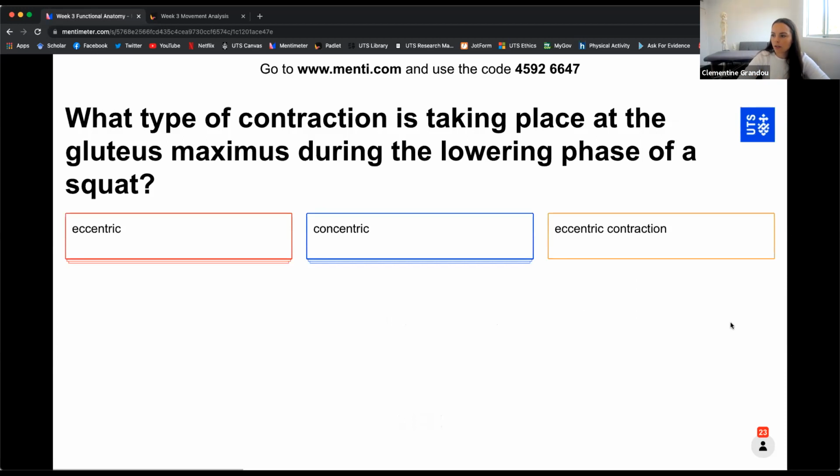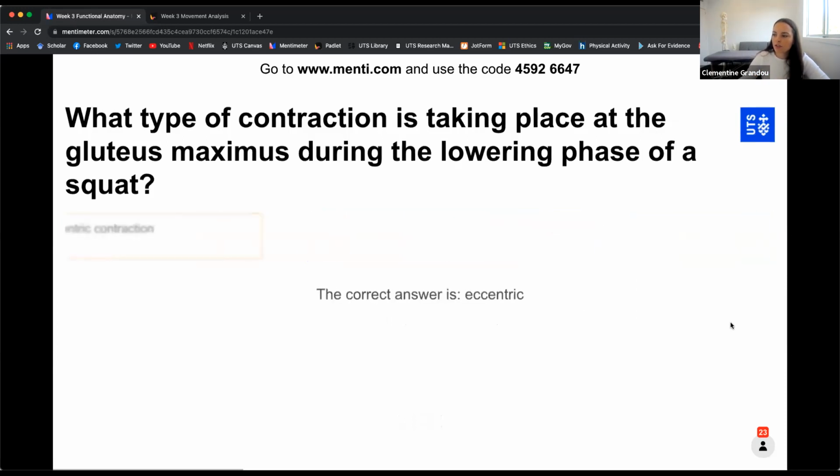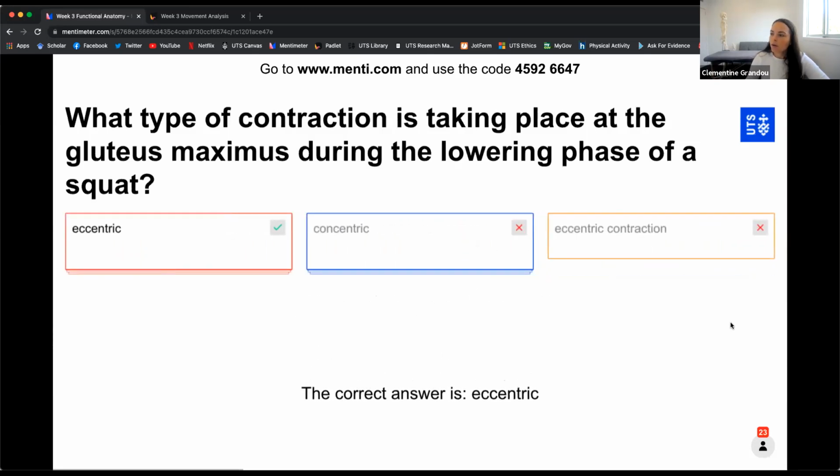All right, so it is an eccentric contraction. So well done to those of you who got that right. What I find with this type of question is, because it's so wordy, you get halfway through reading the question and you've already given up because it's just so confusing. Now, if we just break it down, we only needed to know, okay, we're asked what the type of contraction is. So we've only got 3 options. And then we see this, the lowering phase, right?